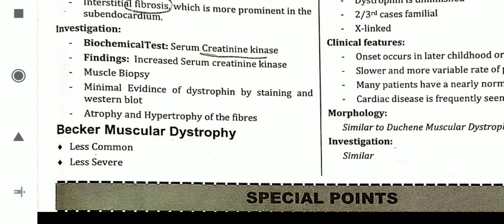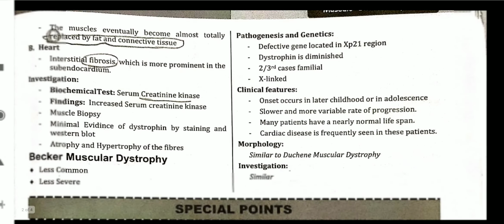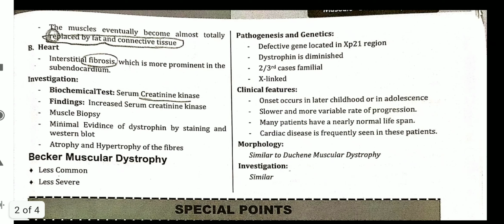Another type of dystrophy is Becker's muscular dystrophy. This is similar to Duchenne muscular dystrophy, but it is less common and less severe. It has onset in later childhood, slow onset, and variable rate of progression. All is similar to Duchenne muscular dystrophy, except that it is less severe.